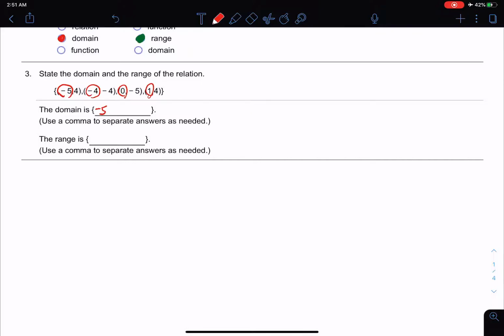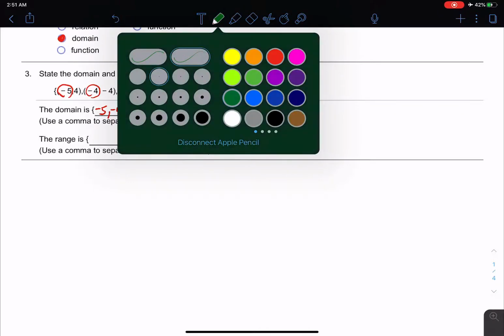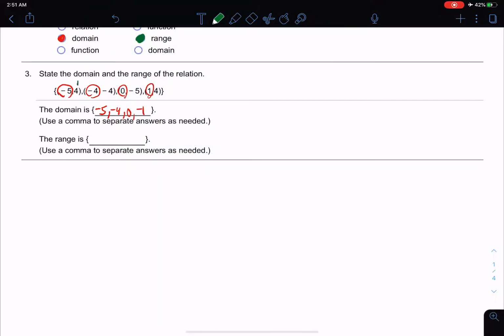-5, -4, 0, and -1. Okay, this is the domain. Now the range is the set of y values, or the output values, which is going to be 4, -4, -5, and 4 again, and you don't have to rewrite it.